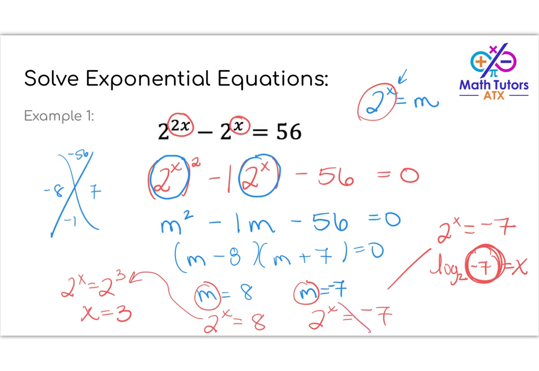So this is one of those extraneous solutions. It's not possible. I can't solve for x. It's not even a solution, really. I just can't go any further with it. And so right here, x can only equal 3.